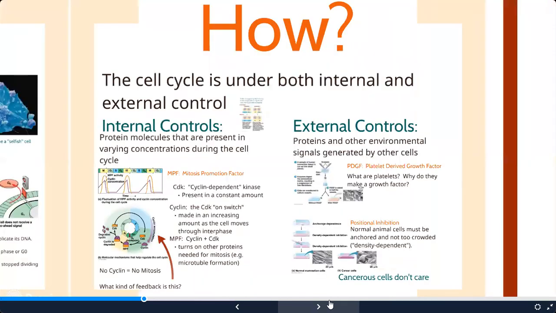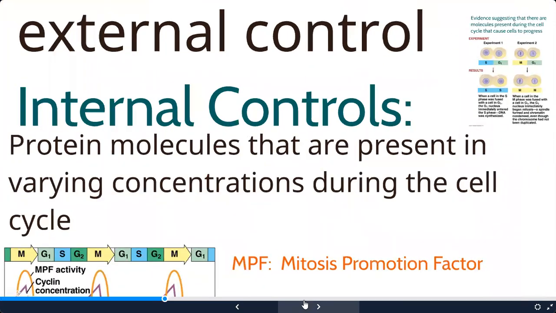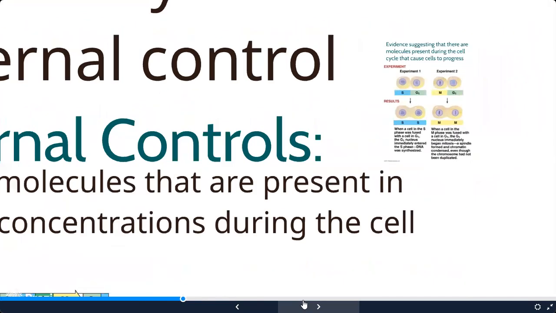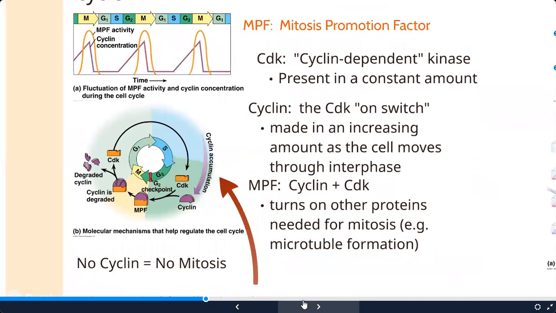So how cells control the cell cycle depends on a combination of factors. Some are internal controls and some are external controls. Examples of internal controls: it's an enzyme-regulated metabolic pathway. So there are different protein molecules. Remember, enzymes are mostly proteins, although some can be RNAs. And these protein molecules exist in differing concentrations throughout the cell cycle. And it's these that control the cycle.